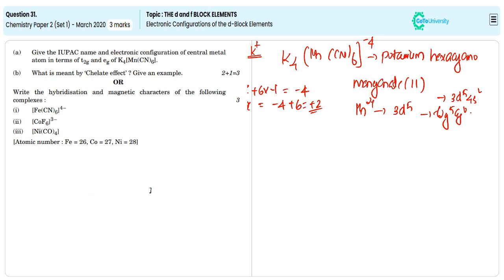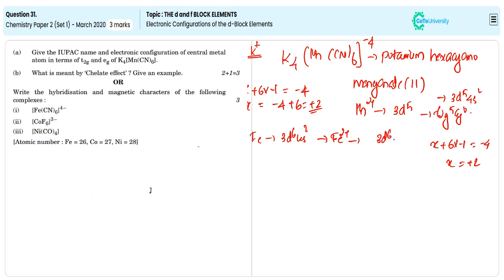Now write the hybridization and magnetic character of the following complexes. The first one is given as [Fe(CN)6]4-. I am starting from the central atom, iron, which has electronic configuration 3d6 4s2. What is the oxidation state of iron? I am taking it as x. x plus 6 into -1 is equal to -4, so x will be +2. So Fe2+ has the configuration 3d6.